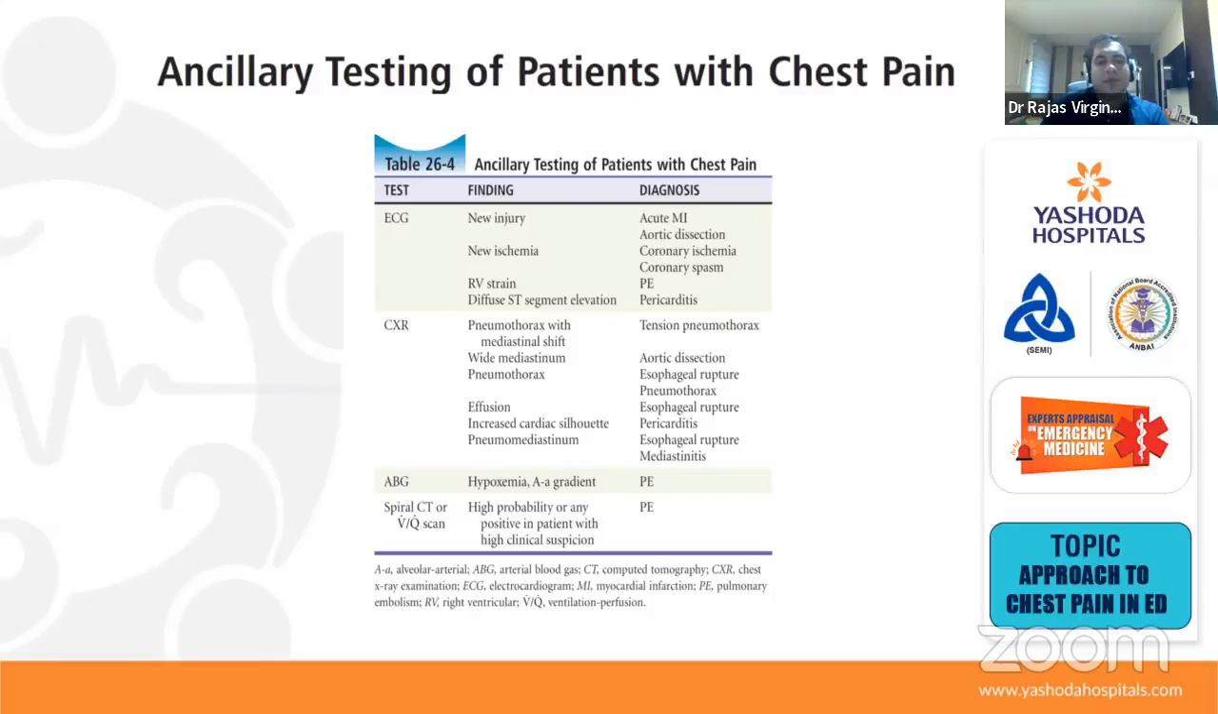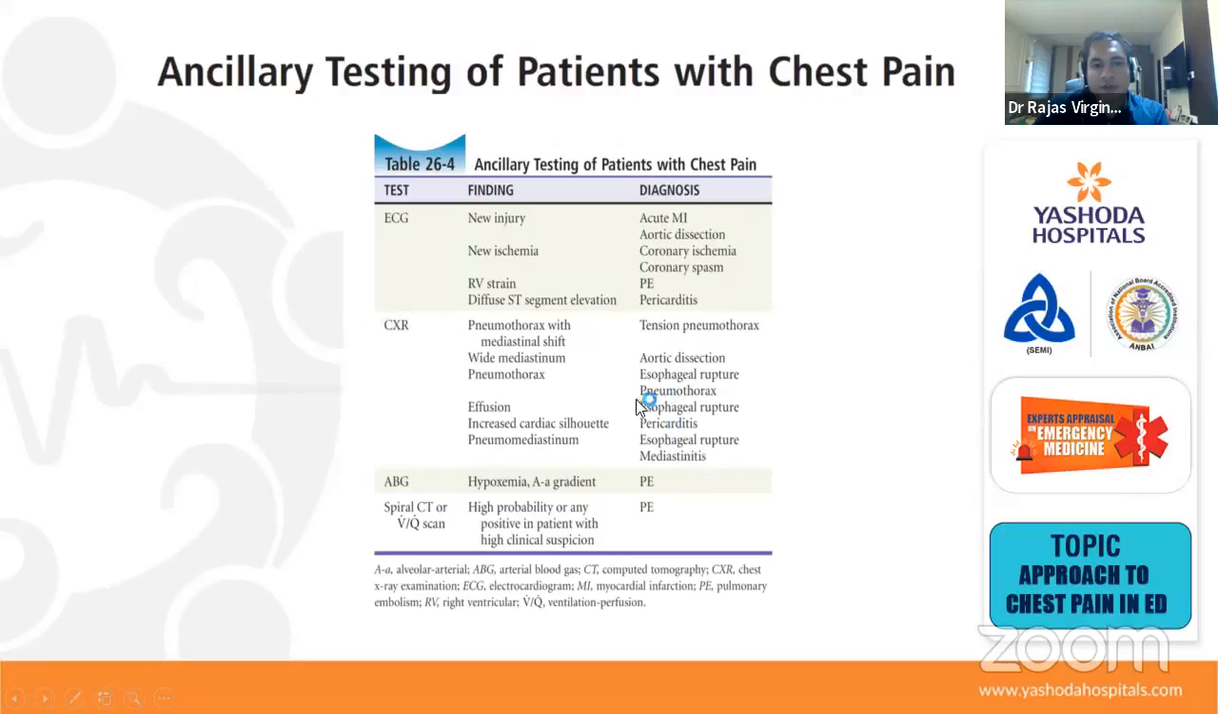These can be supported by things like ABG or a CTPA, which can aid in diagnosis of acute PEs or any hypoxic state, such as PE or pneumonia, which can be the reason the patient has come to the emergency department.